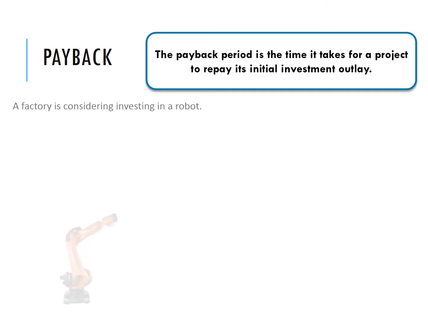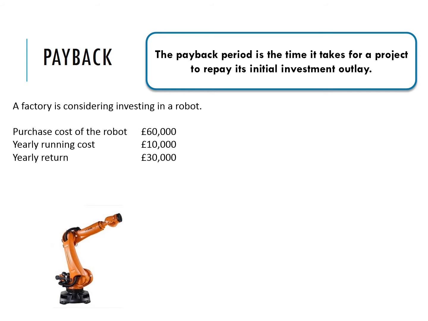Let's have a look at an example. We're going to imagine a factory is considering investing in a robot. Here it is, the little gizmo. And we've got this information here. Purchase cost of the robot is £60,000. The yearly running cost is £10,000. And the yearly return we get from having the robot is £30,000. The robot is expected to last for 5 years. You might want to pause the video here and think if you can calculate how long it would take for this robot to pay back the initial investment.